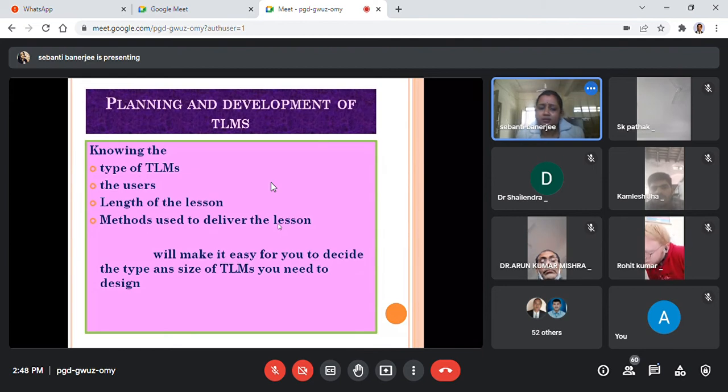What is the method? Is it a flipped class? Is it a demonstration method? Is it a questioning method, or is it a project method?